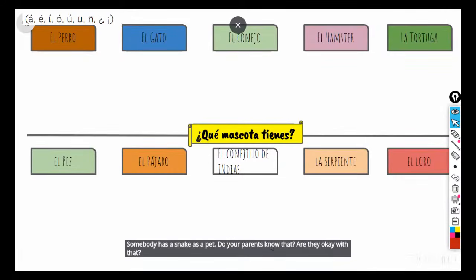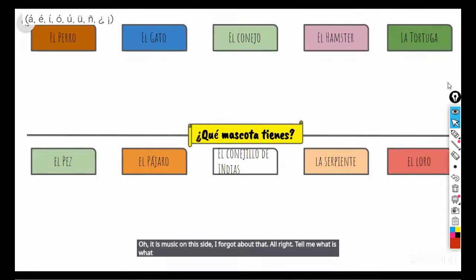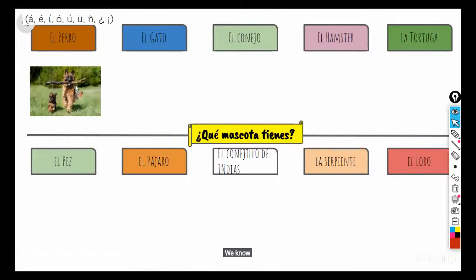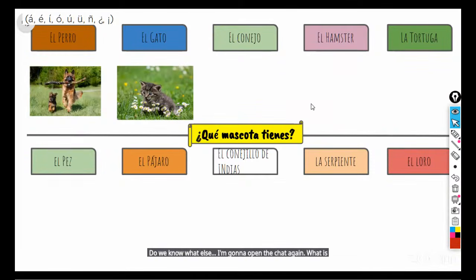Oh, there's music on this side. I forgot about that. All right. Tell me what is what. We know what el perro is, a doggy, right? And el gato is a cat, right? I'm going to open the chat again. What is el conejo?